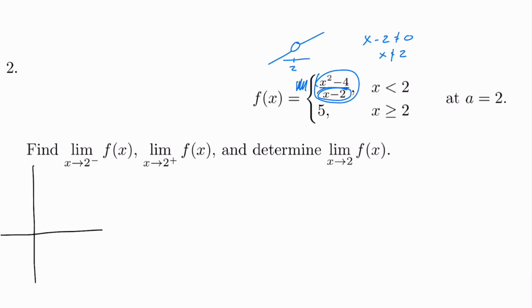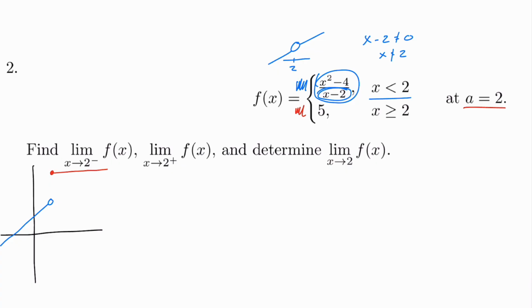And since we're looking at x is less than 2, that means that our graph is going to look like something like a line with a hole or an open circle at 2. So we're going to get something that looks similar to this. And then our right-handed side here is just a constant at 5. So we're just going to have a line up here at 5. And we are looking at the point a is equal to 2.